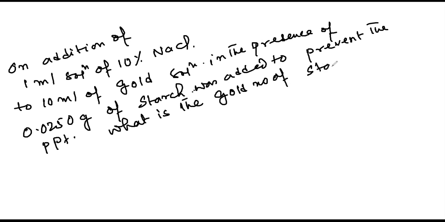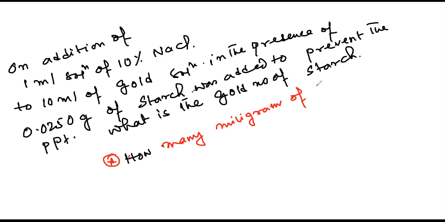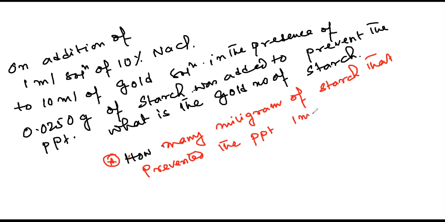Okay, this is the numerical. So how to do it? What is the definition? The definition is how much. What I have to find out? I have to find out how many milligram of starch prevented the precipitation when 1 ml 10% sodium chloride was added in 10 ml. This is exactly by the definition.